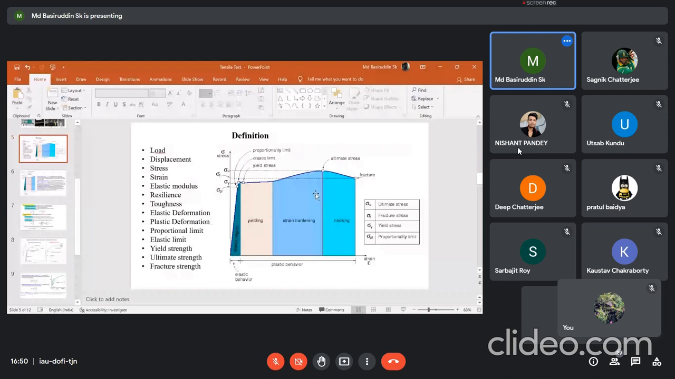Now the thing is, can we calculate the yield stress and UTS considering the engineering stress-strain concept as well as the true stress-strain concept? Can we calculate that? And can we correlate engineering stress-strain with the true stress-strain? Yes, sir. We can correlate each other.